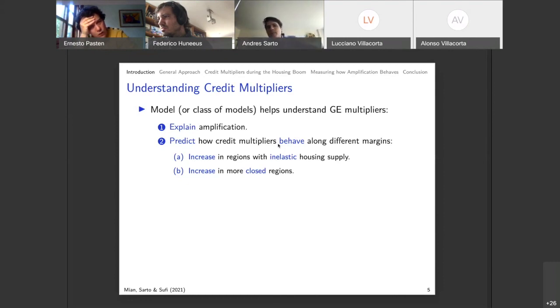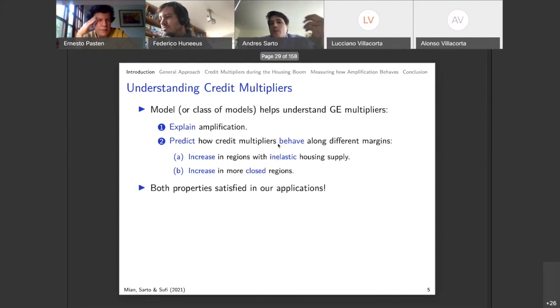Let me not get into details on what those predictions are. We're going to go over them in detail later. But then with these predictions, we're going to come back to the data and actually check whether the predictions are satisfied. And for the applications that we have so far, they are satisfied. So the model is going to serve two purposes, and it's also going to inform very heavily all of the empirical strategy, which I'm going to cover before the model, because I want to show you the numbers as quickly as possible.